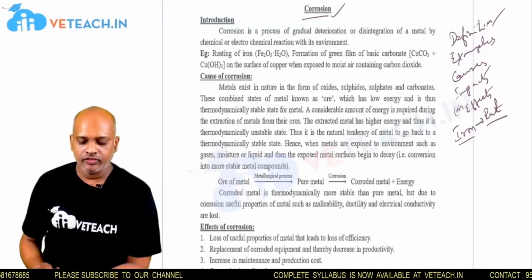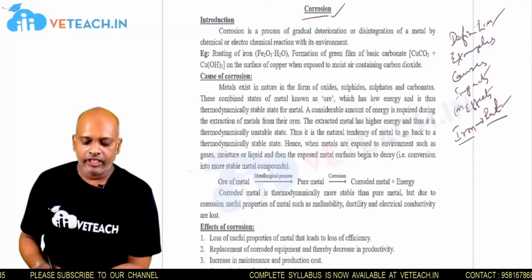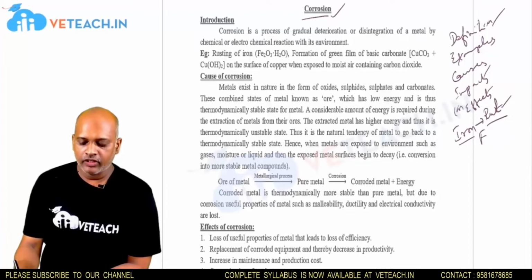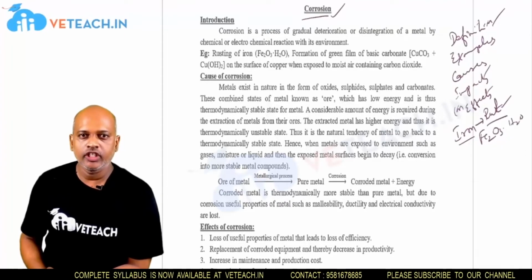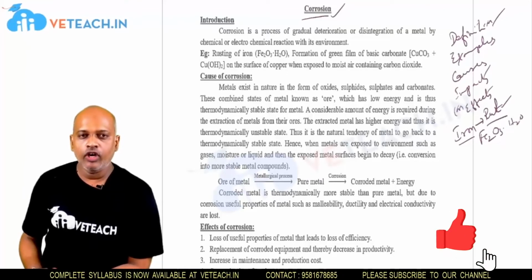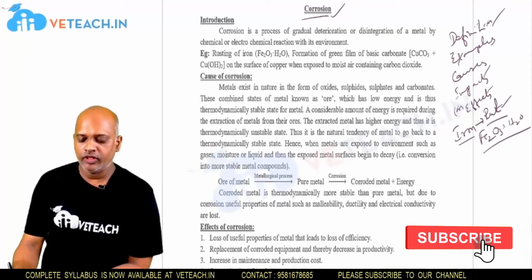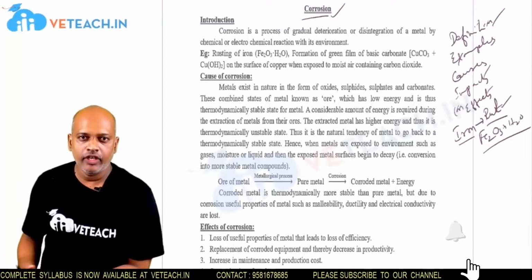Due to that corrosion, or formation of rust over the surface of the iron, the strength of the iron decreases. This is the example of rust, and the formula of rust is iron oxide with some water molecules. So the combination of iron oxide and water molecules is the formula of rust. The number of water molecules may vary.